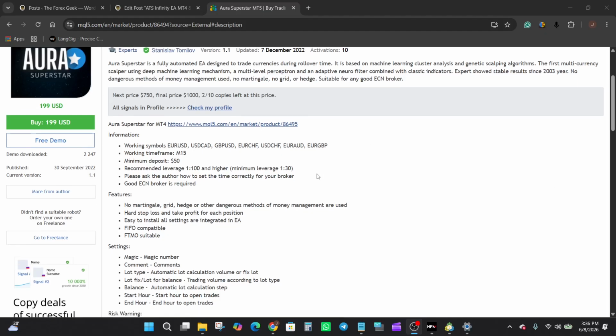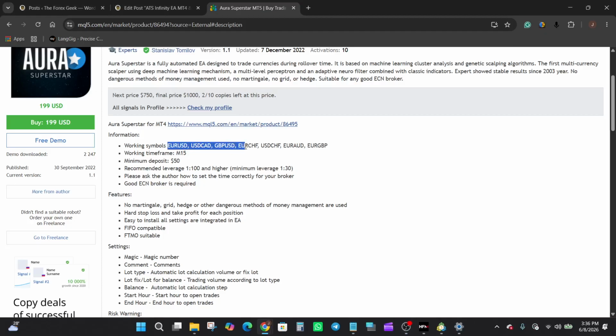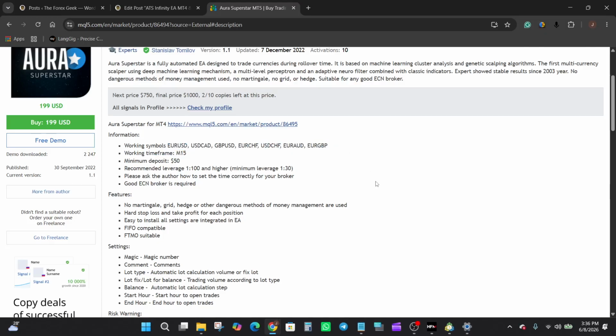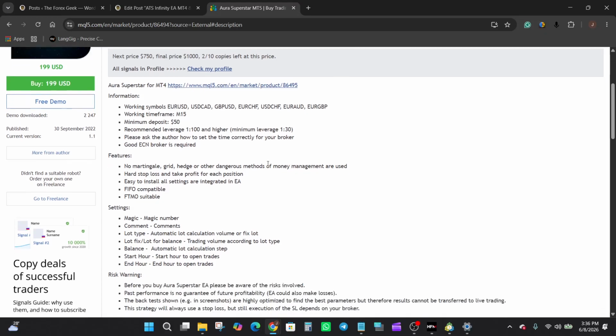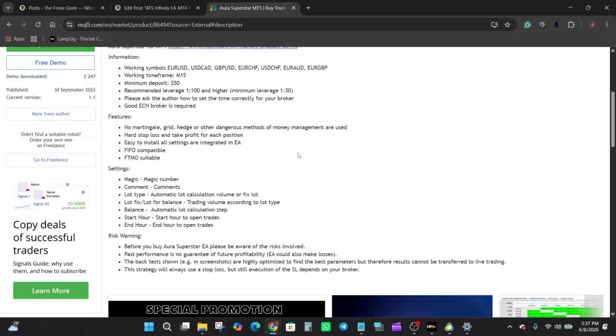Another important point is that it is described as a multi-currency scalper. It trades several major pairs including EURUSD, USDCAD, GBPUSD, EURCHF, USDCHF, EURAUD, and EURGBP, which suggests the EA is not limited to a single market but instead distributes activity across multiple instruments. The EA is specifically designed to operate on the M15 time frame, and it also focuses on a defined trading window between start hour and end hour settings. So timing appears to be a key part of how this system is structured.